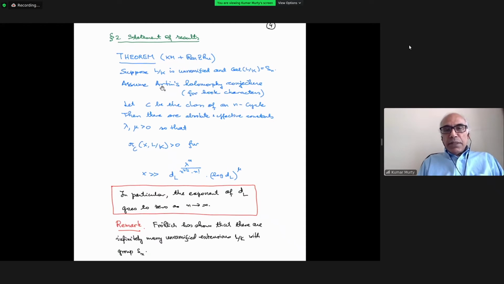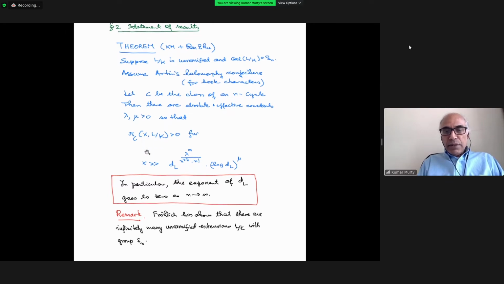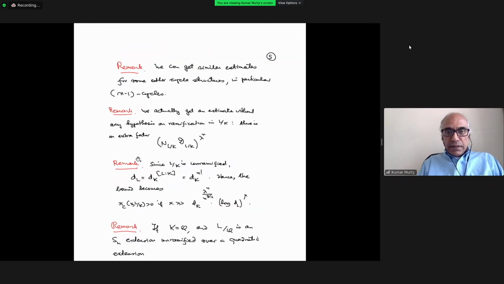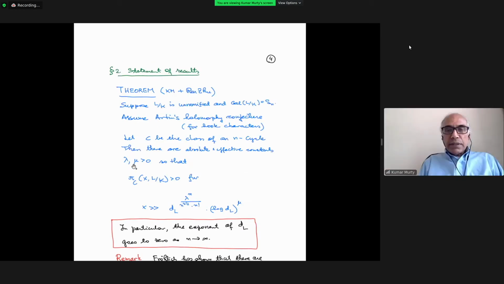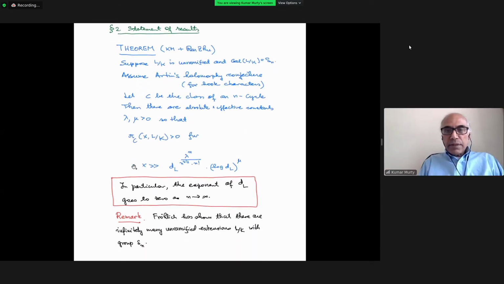Now, just to make sure, to tell you that this is not an empty theorem, the results of Frölich tell us that there are infinitely many unramified S_n extensions of a given number field. So there do exist such things. Okay, so that's the theorem that I will try to discuss.